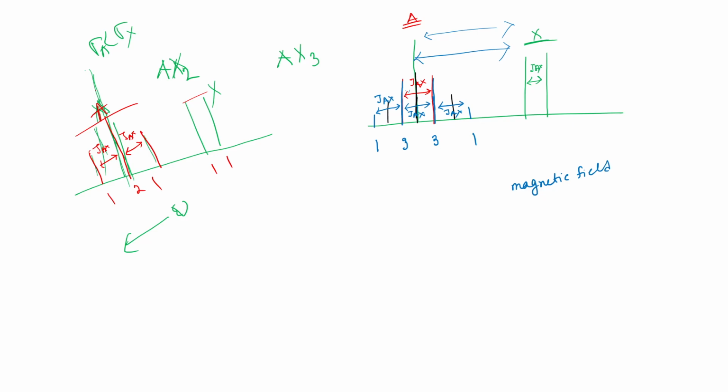X will get split into twice, and for A, the first, it will be a doublet, then the doublet will again be split into a triplet, and the triplet will again be split into a quartet of a ratio of 1 is to 3 is to 3 is to 1.